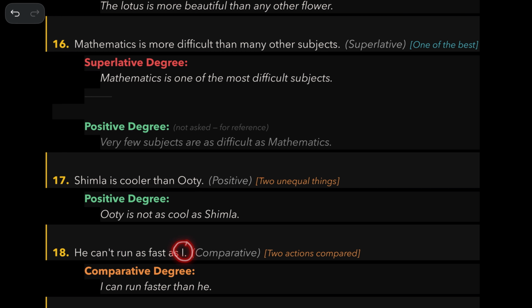Okay, right, question sentence. It's not me here. It is I. So at least in the examinations, he can't run as fast as I. So here two actions are compared. So comparative degree: I can run faster than he, not him. It is wrong to say him here.